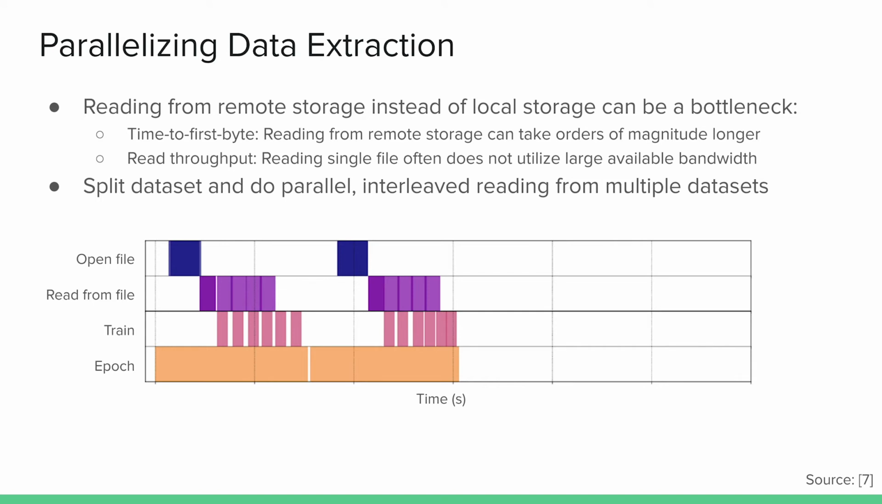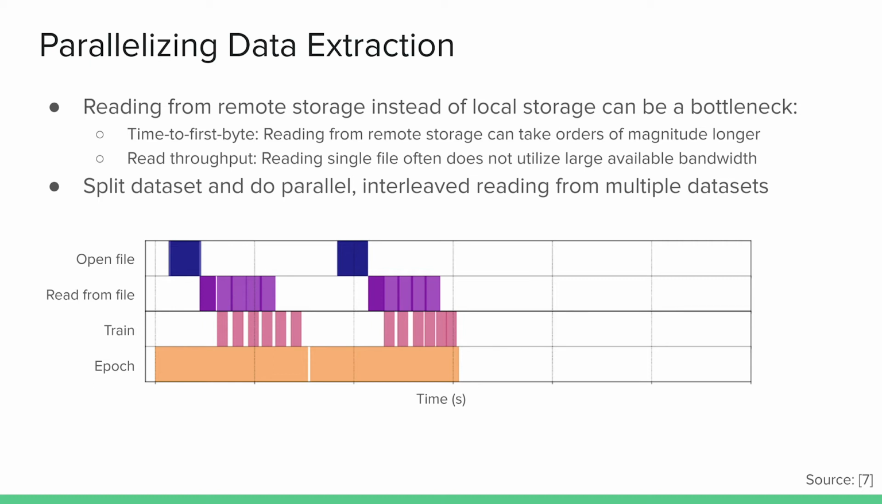You can also parallelize the data extraction, which is especially relevant if you have a very large data set that you store on a remote location, like an Amazon S3 server. So reading from that remote storage instead of local storage becomes the bottleneck here. You have to wait for a specific amount of time before you receive your first byte, and especially when you're now using remote storage, it can take orders of magnitude longer to read data from here.